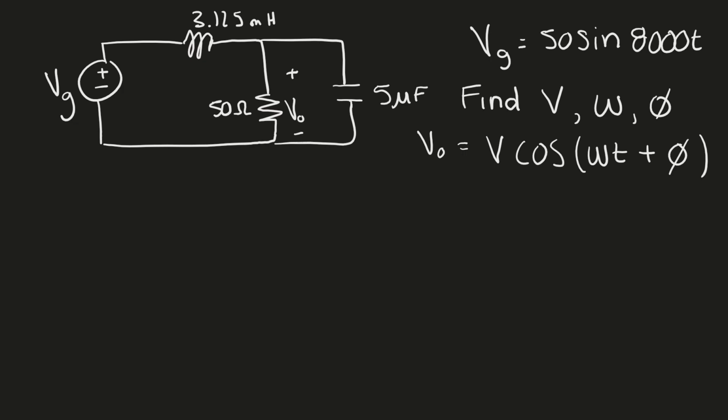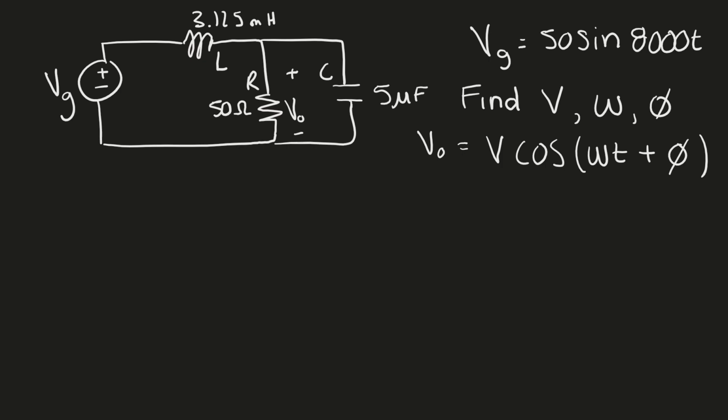Hello everyone. Today we're going to be solving a simple AC steady state problem defined by the following circuit, the circuit that I drew on the screen here. They gave us the value of L for the inductor, C for the capacitor, and then R for the resistor. And then they give us VG as well, being defined as 50 sine 8000 T. All right, and then they want us to find V naught, which is the voltage across the resistor.